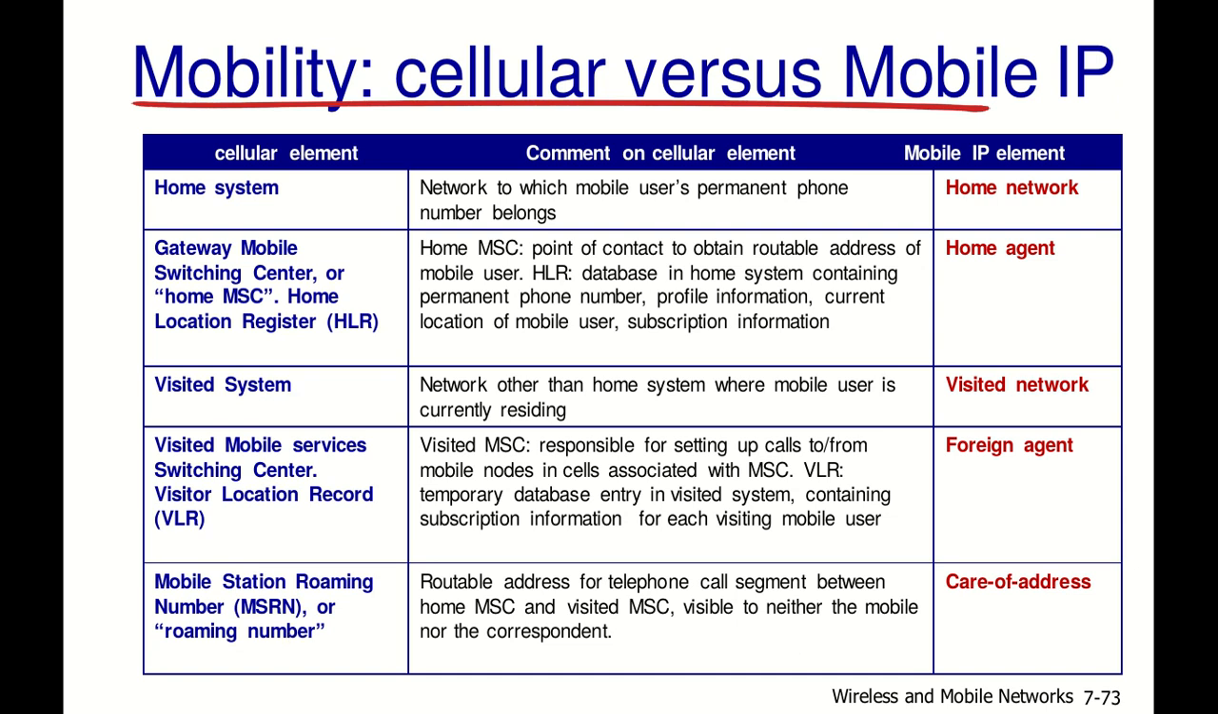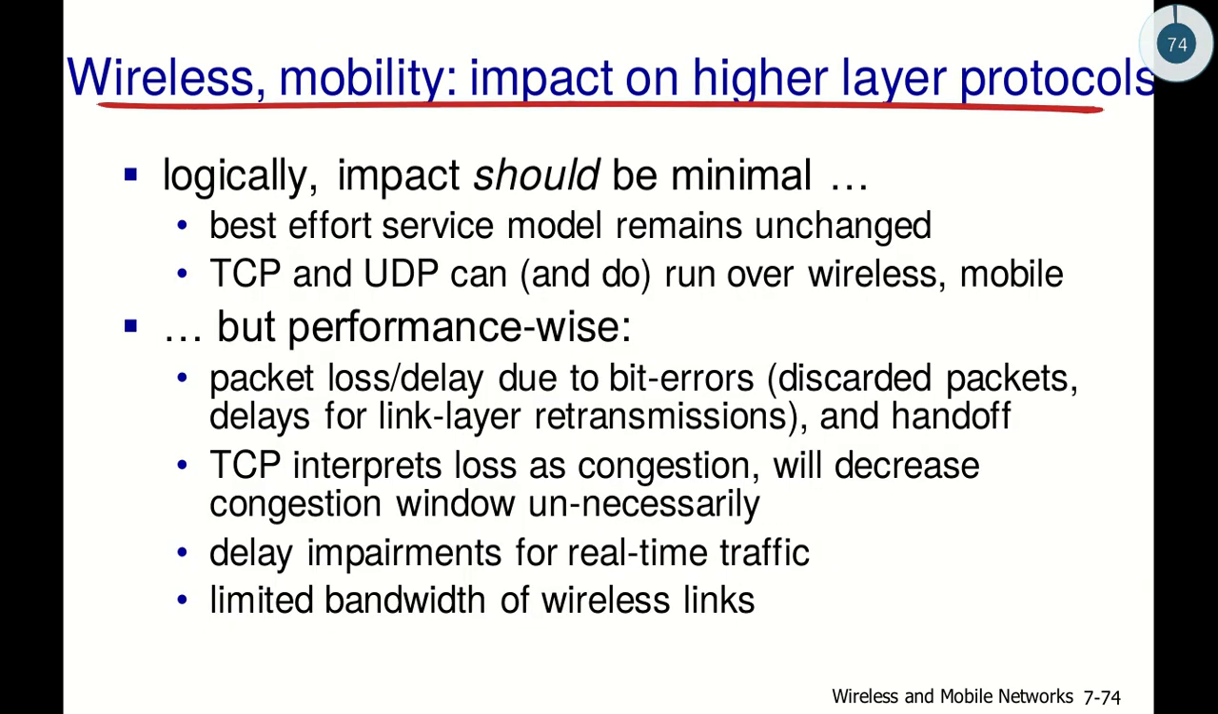Alright, so now the last part, the impact of wireless and mobility on the higher layer protocols. So basically, logically, the impact should be minimal. Let's say if we use best effort service, there is no change in the protocols, and TCP/UDP can also run over wireless and mobile networks. But then there will be differences in terms of performance, like there will be more packet loss or delay due to bit errors and handoff.